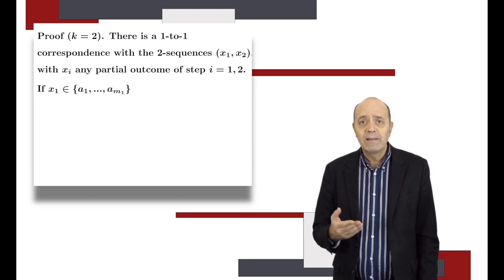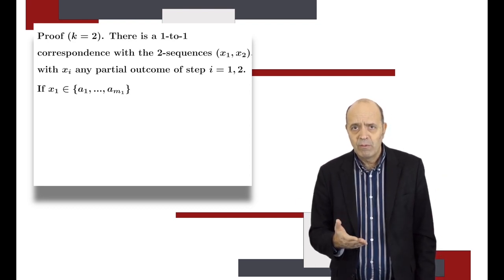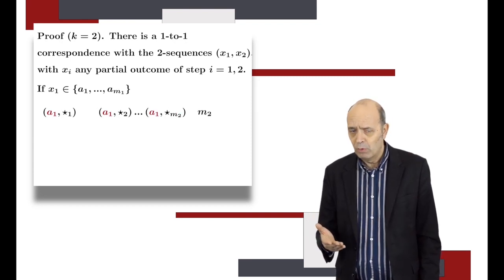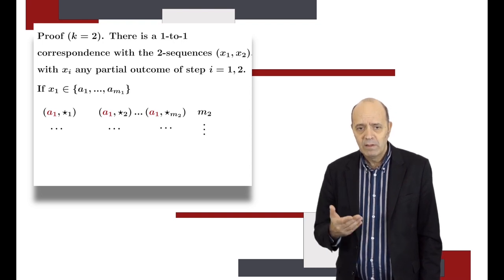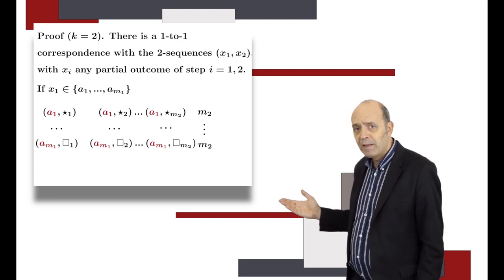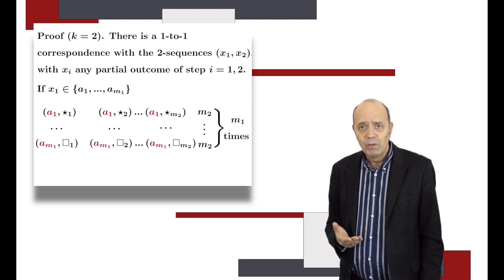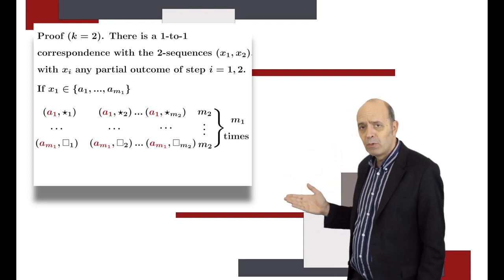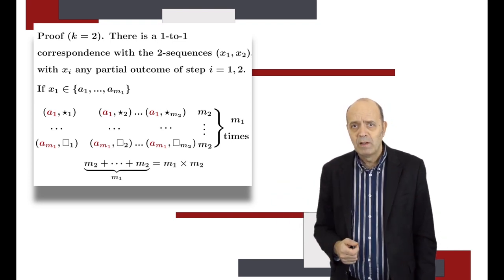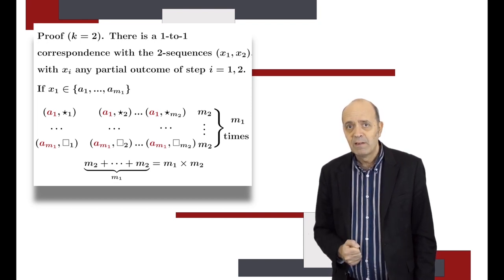Let us call A1, ..., AM1 the outcomes of step 1. If we choose A1, we have M2 possible outcomes for step 2. And the same for A2, A3, and AM1. Globally, we have M2 plus M2, M1 times, so M1 times M2 possible outcomes. So, M1 times M2 elements of the set X.